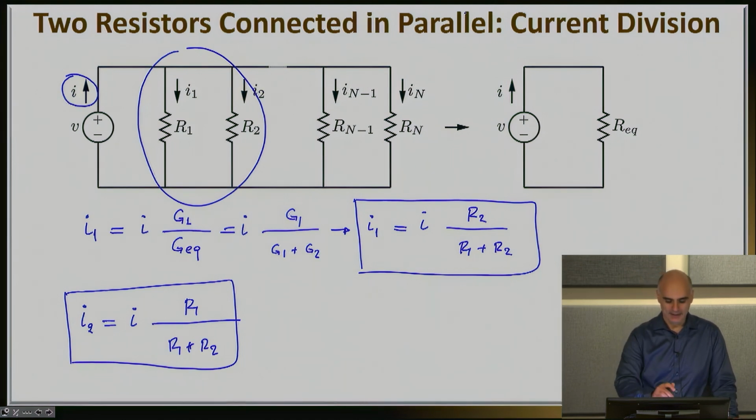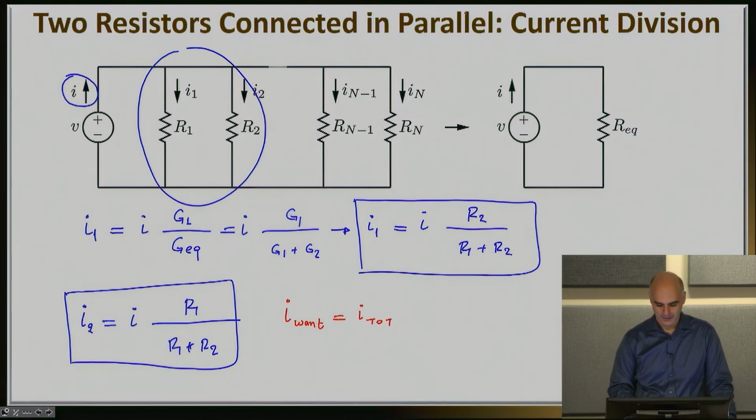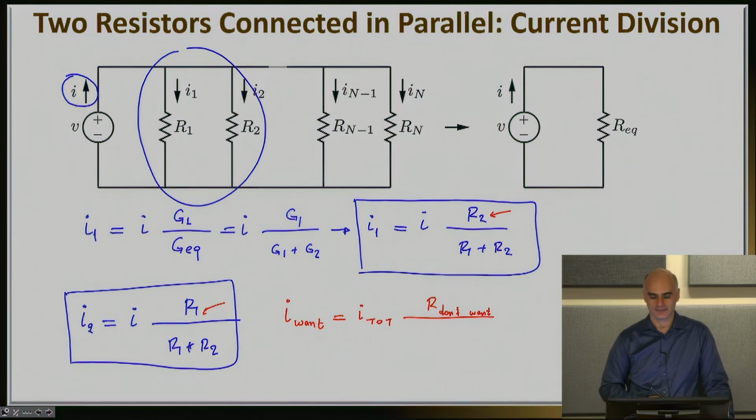So let me write it here with red color. The current that you want, let's say I1, is equal to the total amount of current that you have times the resistance that you don't want. For the I1 case, this was R2. For the I2 case, this was R1, over the sum of the resistances. In this case, of course, that is R1 plus R2.